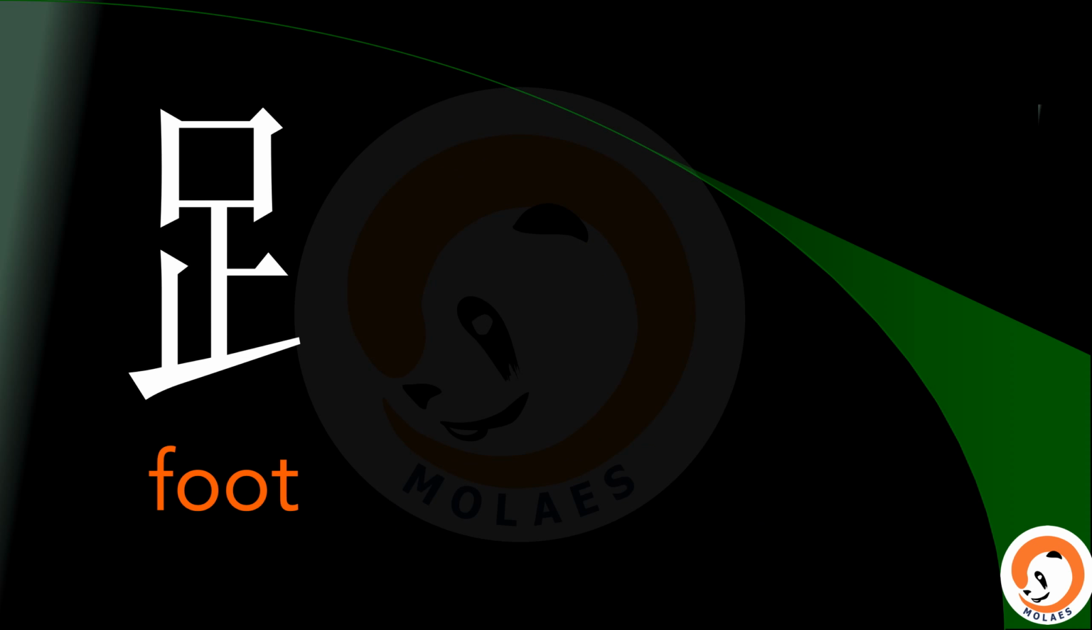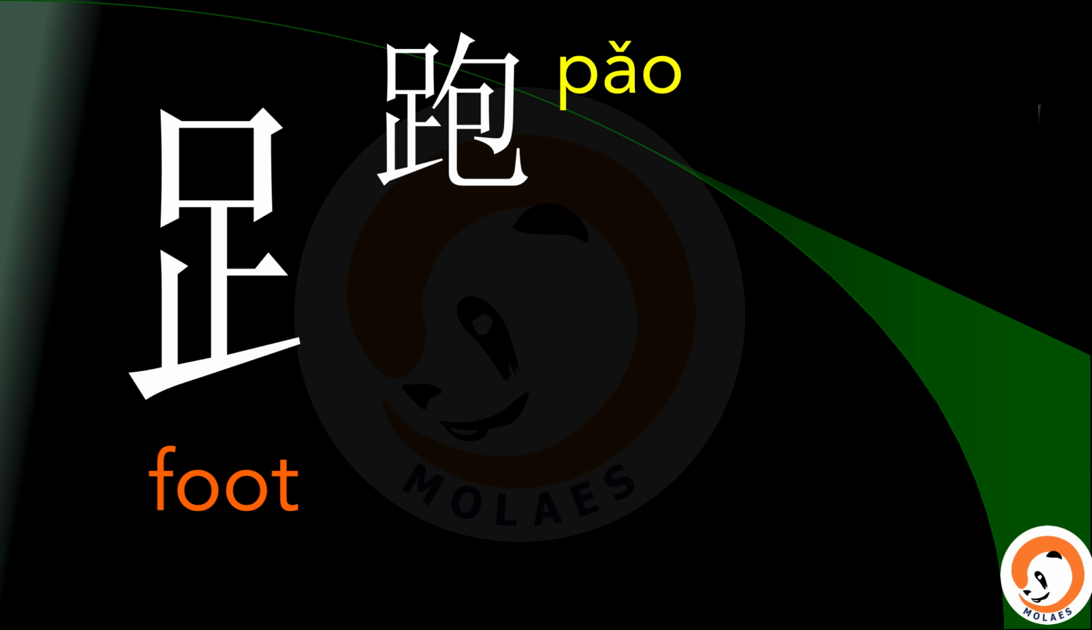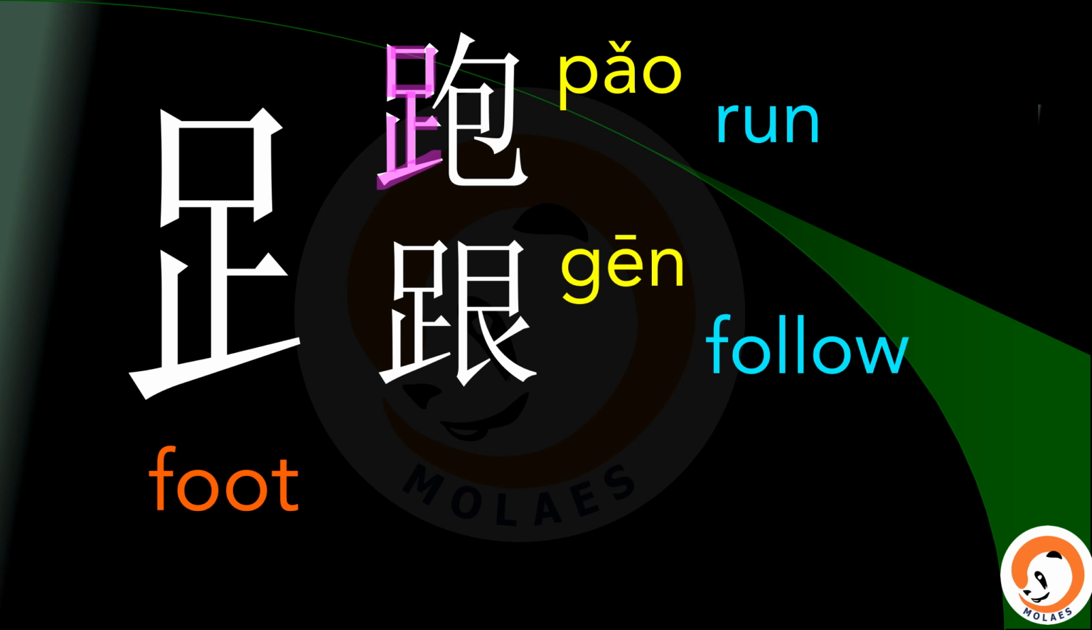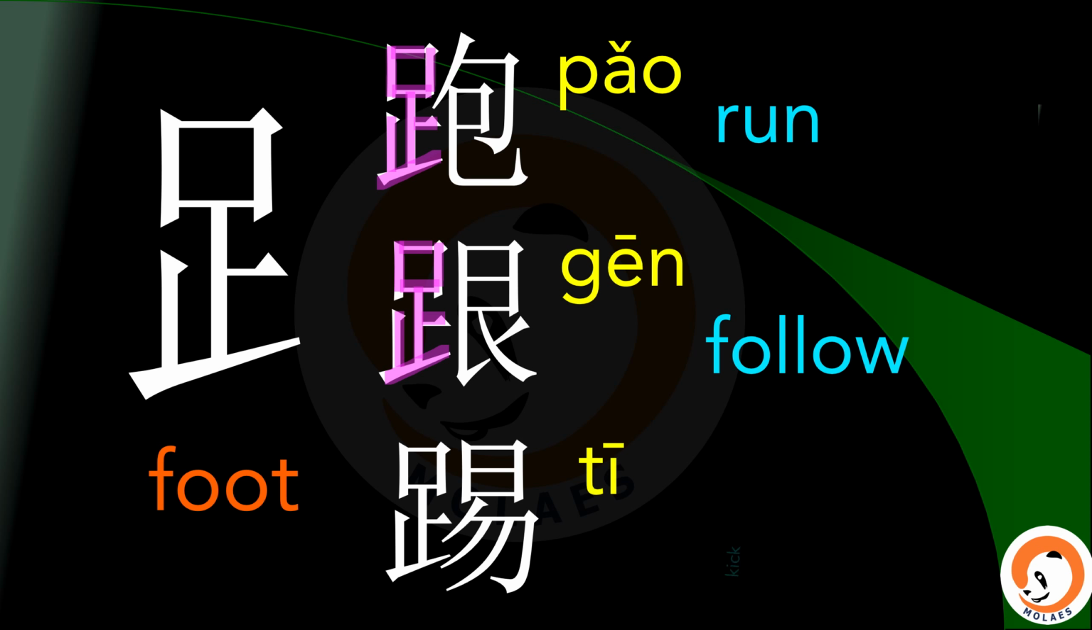Foot radical. 跑, to run. Of course, we use our foot to run. 跟 means follow. Also has foot radical on the left. 踢, to kick. We use our foot to kick. 跑 to run, 跟 to follow, 踢 to kick.